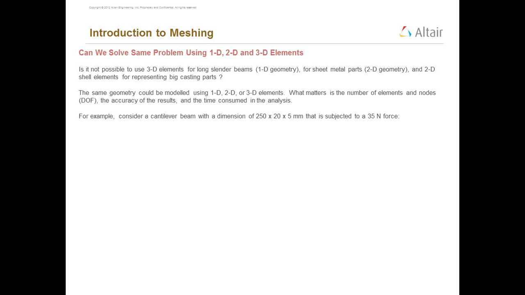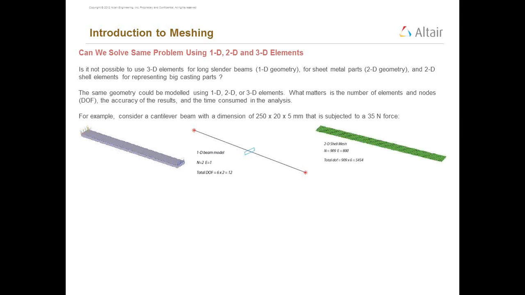Say for example, consider a cantilever beam with dimensions 250 by 20 by 5 mm that is subjected to a 35 Newton force. If we calculate using a 1D element, the number of nodes is 2 and the number of elements is 1. If we use 2D shell meshing, the number of nodes is 909, the number of elements is 800, so total degrees of freedom is 5454.